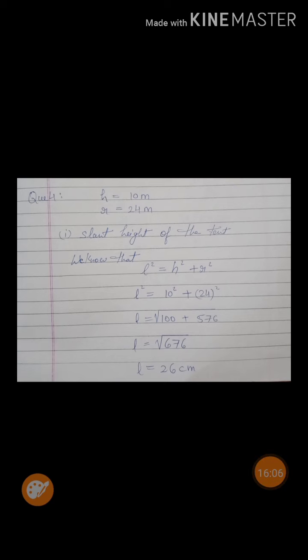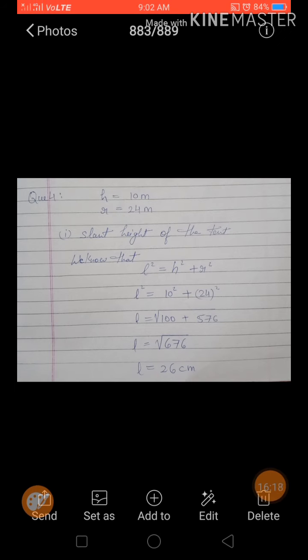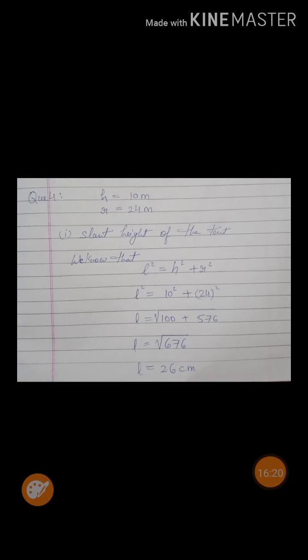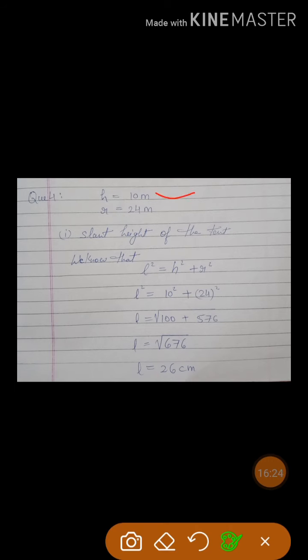Now come to the question number 4. A conical tent is 10 meter high and the radius of its base is 24 meter. Now there are two questions in this question. We need to find first the slant height of the tent. So firstly we shall write whatever is given in this question. Height is 10 meter, radius is 24 meter. Now we need to find the slant height of the tent.